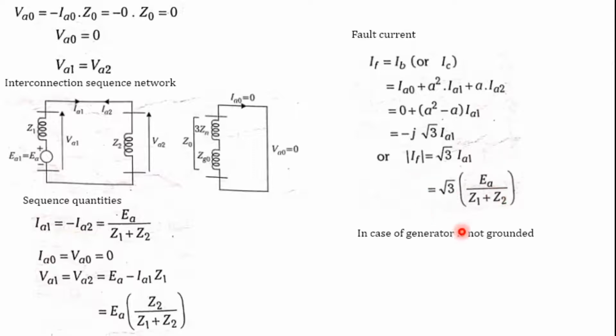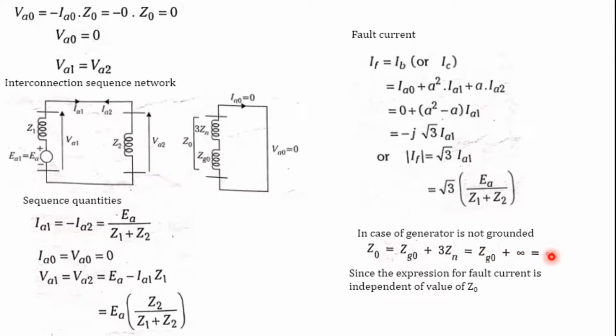Suppose the neutral is not grounded, what will happen? We know that Z0 is equal to Zg0 plus 3Zn, so Zn will become infinite, and finally Z0 will be infinite. But the equation for the fault current is independent of the value of Z0. It does not depend upon the zero sequence impedance. Hence, whether it is grounded or not grounded, it won't make any effect on the synchronous generator.